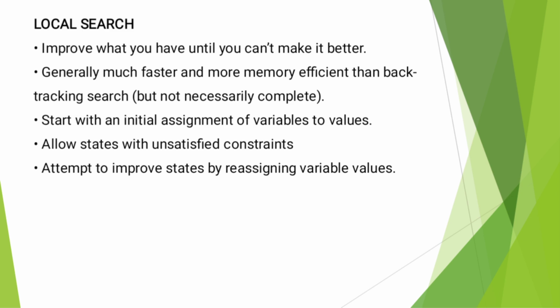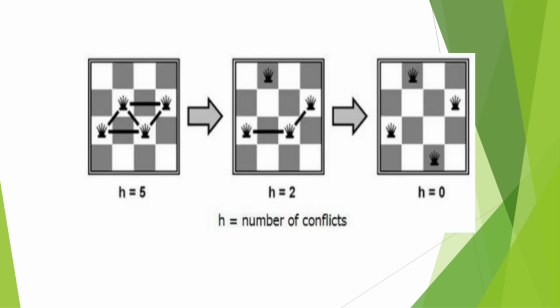Then the next one is local search. It improves what you have until you can't make it better. It is generally much faster and more memory efficient than backtracking search. Start with an initial assignment of variables to values. Allow states with unsatisfied constraints. Attempt to improve states by changing variable values. This is the picture with an h value, that is, the number of conflicts. h equal to 5 means this is the first picture. Then the next h is equal to 2, and the next h is equal to 0.